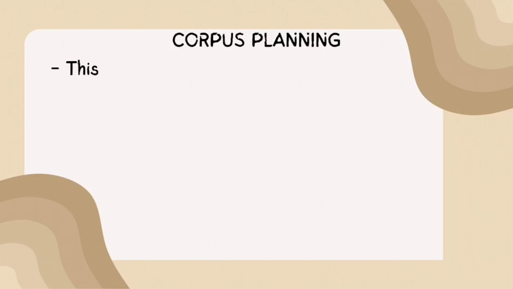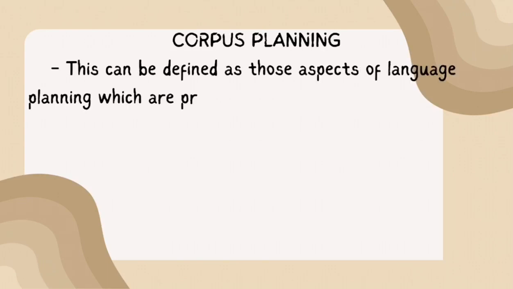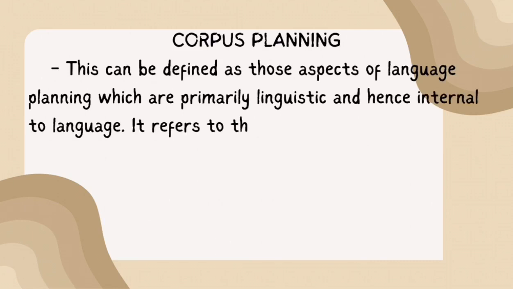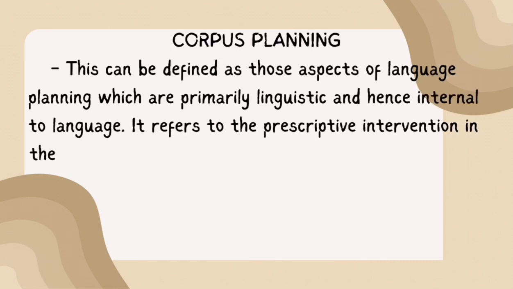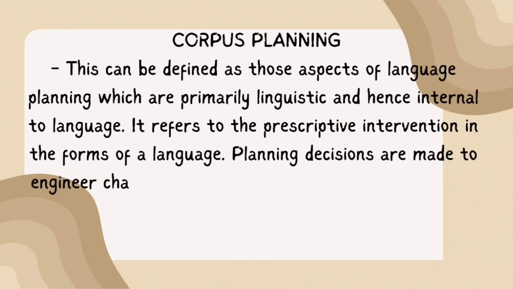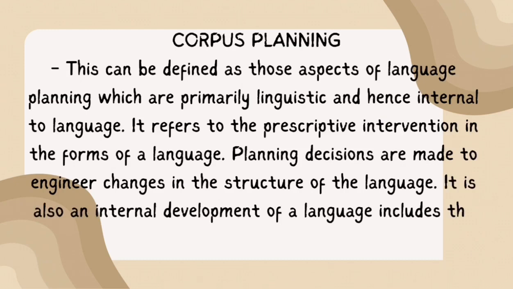Second one is corpus planning. This can be defined as those aspects of language planning which are primarily linguistic and hence internal to language. It refers to the prescriptive intervention in the forms of a language. Planning decisions are made to engineer changes in the structure of the language. It is also an internal development of a language, which includes the grammar and lexicon.